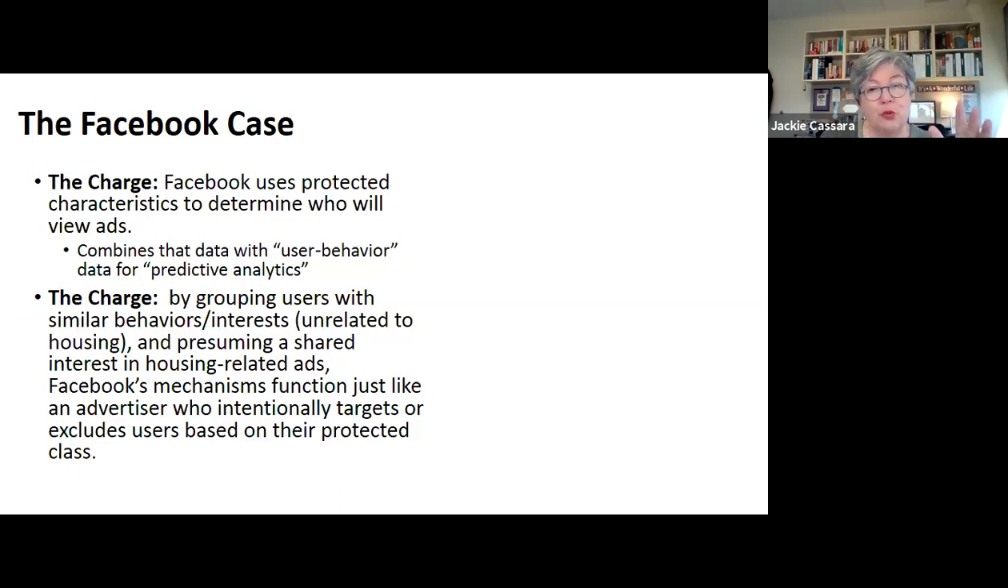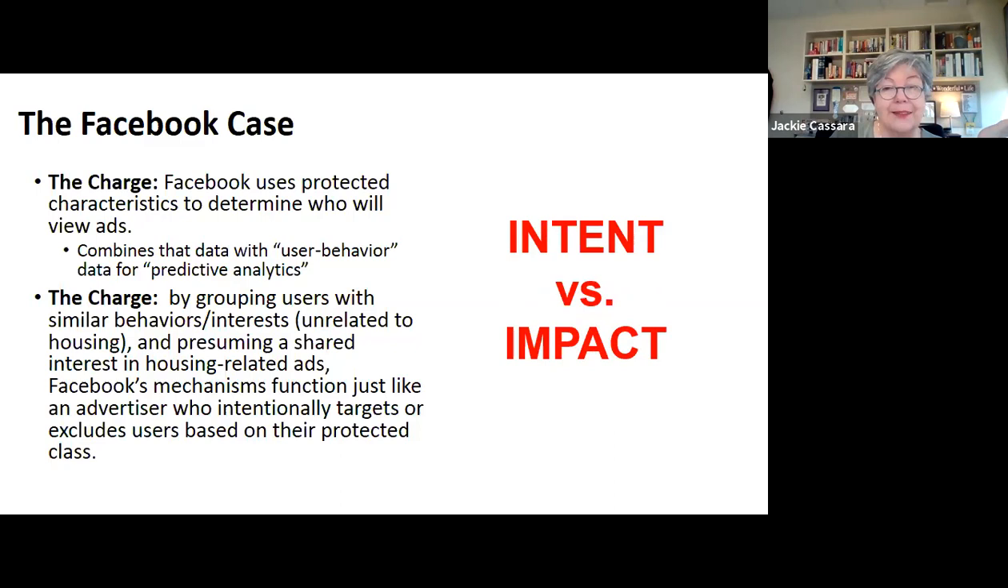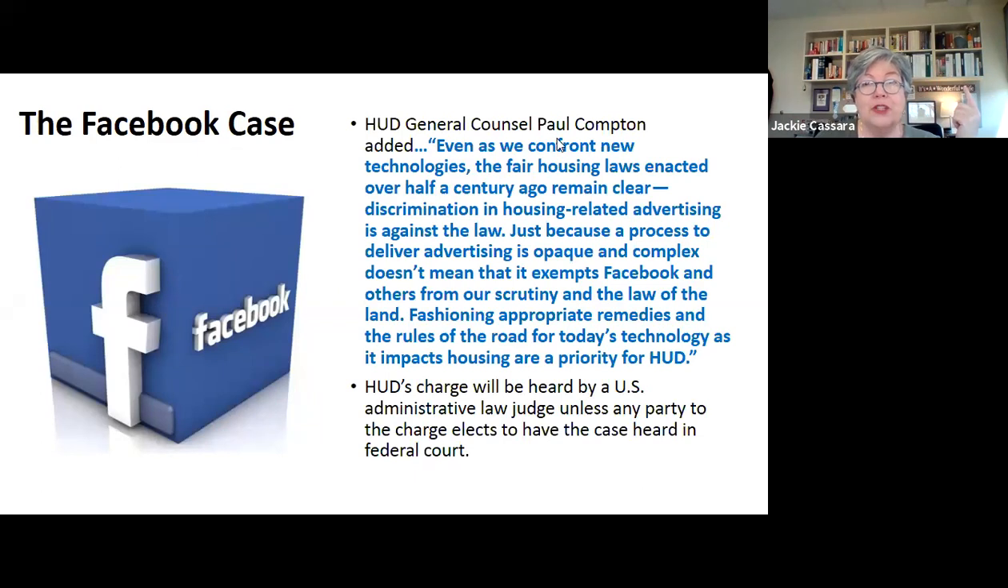So the charge became that by grouping users with similar behaviors and interests, totally unrelated to housing, just their patterns, and presuming a shared interest in housing-related ads, Facebook functions just like an advertiser who intentionally targets or excludes users based on their protected class. So again, we go back to intent versus impact. I don't know, was Facebook's intent to discriminate? Maybe, maybe not, we'll never know. We won't know what was in Mark Zuckerberg's mind or his team's mind, but the impact was that certain people were included, certain people were excluded, and we don't know yet what the outcome of that's going to be.